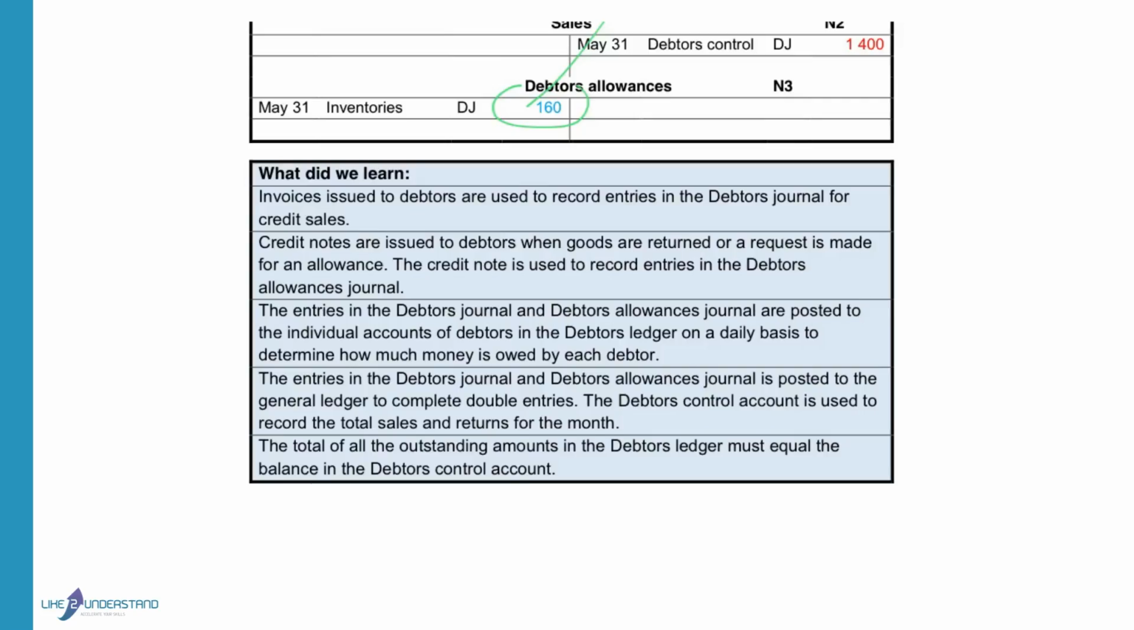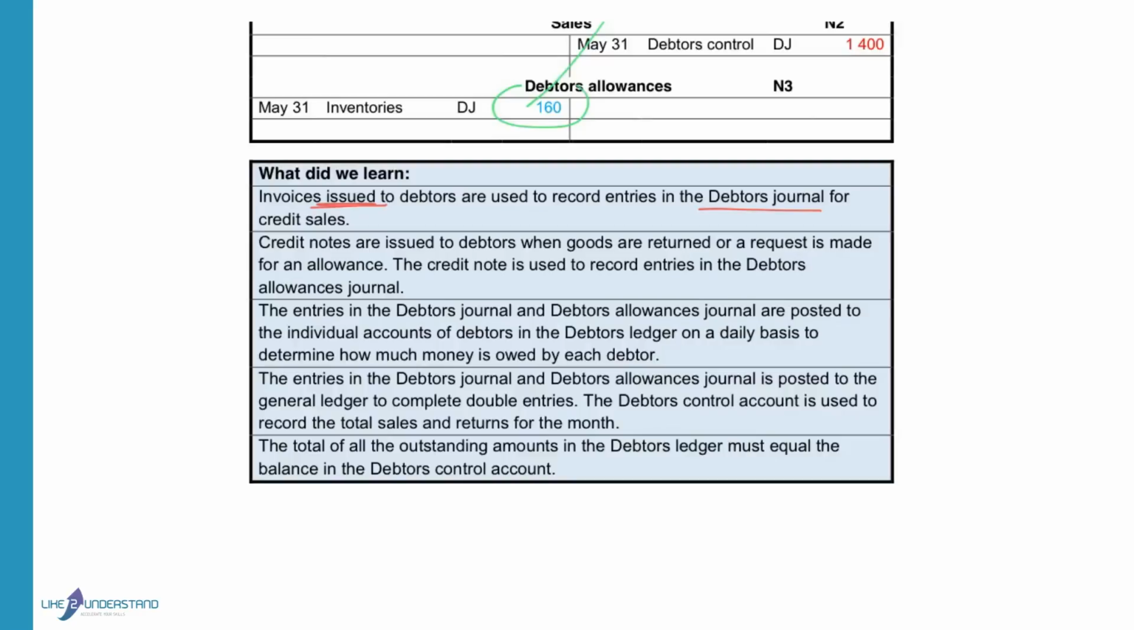What did we learn? Invoices issued to debtors are used to record the entries in the debtors journal. So when we sell goods, we will issue an invoice, and it's very important to look at the word issued, because we give it to them, and we take the duplicate invoices and we record them in the debtors journal.